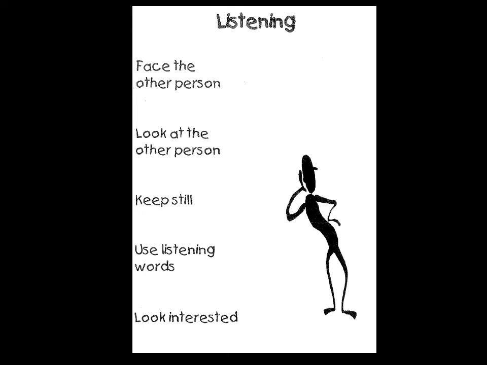Now, if you've had any children who have autism in your class, those particular 5 things are not what they do. They do not look at the other person. They will look down. They will be fidgeting. They will be moving. They will be rolling. They will not be looking interested, and they will not be using any listening words.